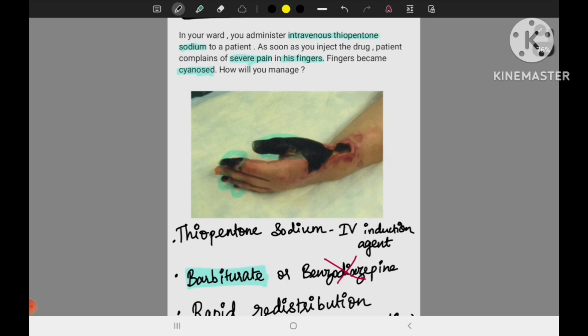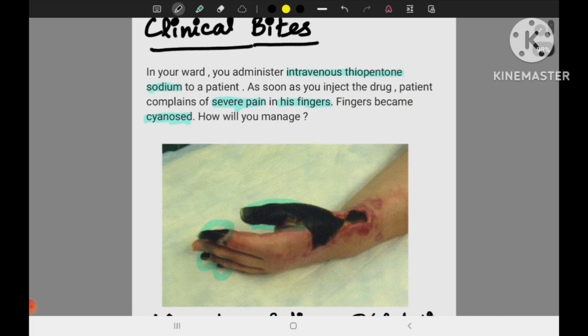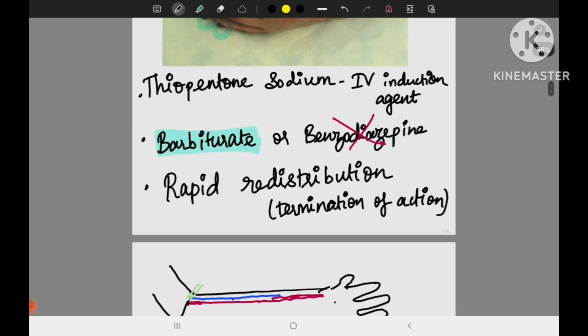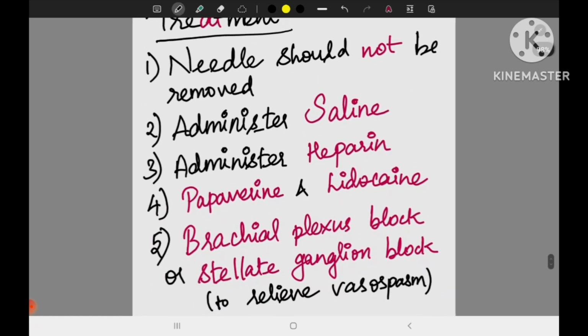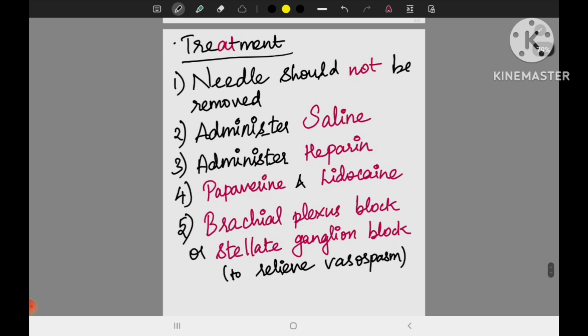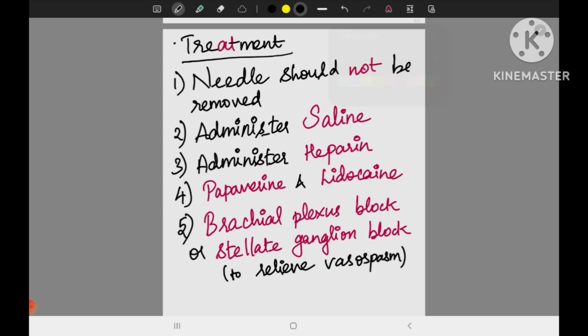So this is an important clinical scenario which I found very useful, and I wanted to share it with you guys. So what is the treatment? Just remember the treatment. Just forget about all these. Just remember this page. The needle should not be removed. Next, administer saline, administer heparin, papaverine and lidocaine, brachial plexus block or stellate ganglion block. So these are the things we have to do.